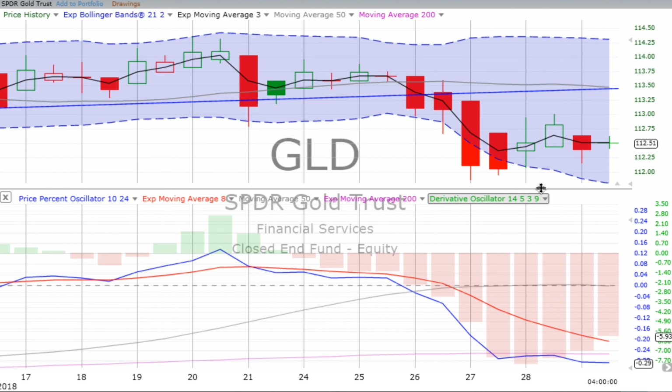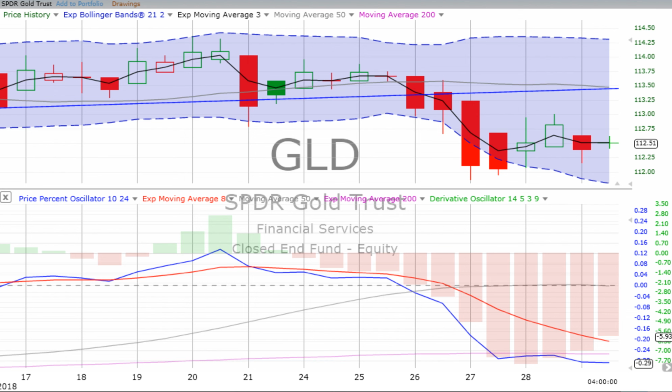What do we see on that 4-hour chart? Really sliding sideways, some down in the morning, a little bit of recovery in the afternoon. Price percent oscillator pretty much flat, a little down. Derivative oscillator losing downward momentum. So again, will gold bottom out? We'll continue to watch it, keep you posted.